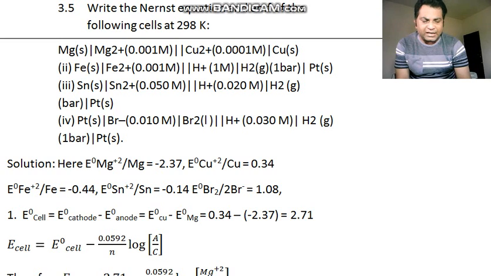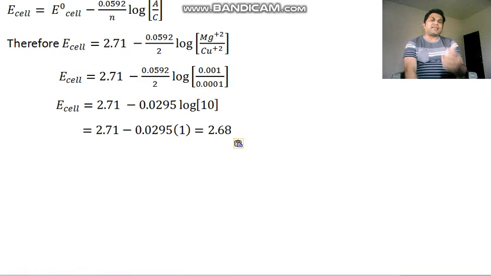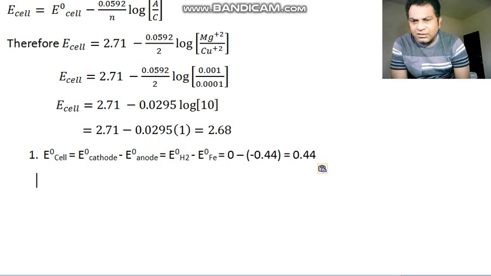So please look at the second question and how I am going to calculate that also. એની અંદર આપણા પાસે ડાયરેક્ટ E degree cell શોધી નાખીએ. The first point is always to find E degree cell, so I am doing E degree cell. So E degree cell is equal to E degree cathode minus E degree anode. Here the hydrogen cell is given, whose potential is always 0, and E degree we have Fe ની આપણે minus 0.44 જોયું છે. So that's why here E degree cell of that cell is nothing but 0.44 is the answer. Okay, so this is our second point.